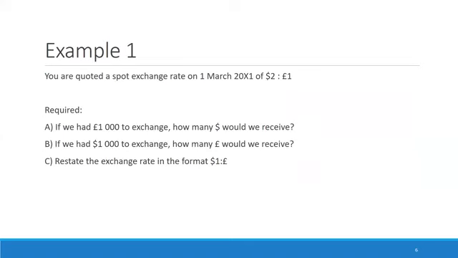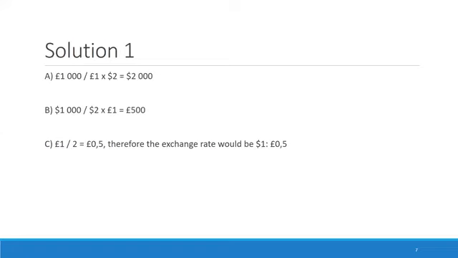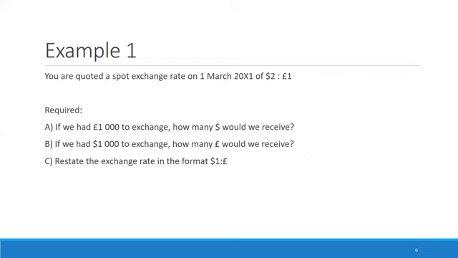We're now going to look at our first example from the Grip and Garb textbook. In this example, you are quoted a spot exchange rate on the 1st of March 20X1 of $2 to £1. You're firstly required to, if we had £1,000 to exchange, how many dollars would we receive? So if 1 pound gives us $2, how much would 1,000 pounds give us? It would give us $2,000, as you see in our solution.